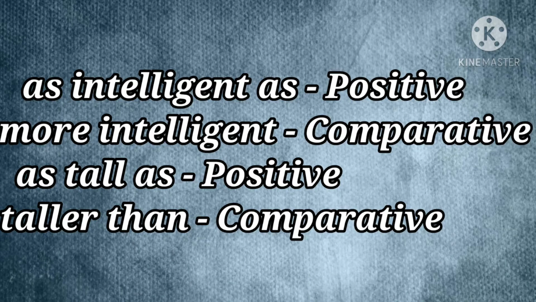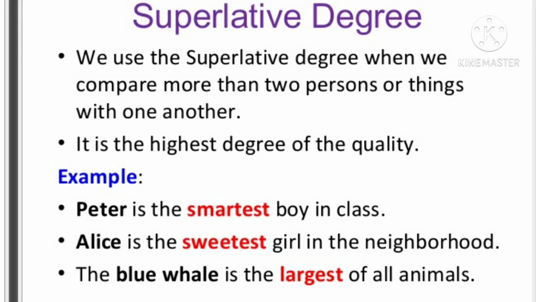Okay. And the third one is the superlative degree. The superlative degree of an adjective denotes the highest degree of a quality and is used when more than two things are compared. This is the biggest house in this street. That is superlative. Okay, how can it be with other degrees?